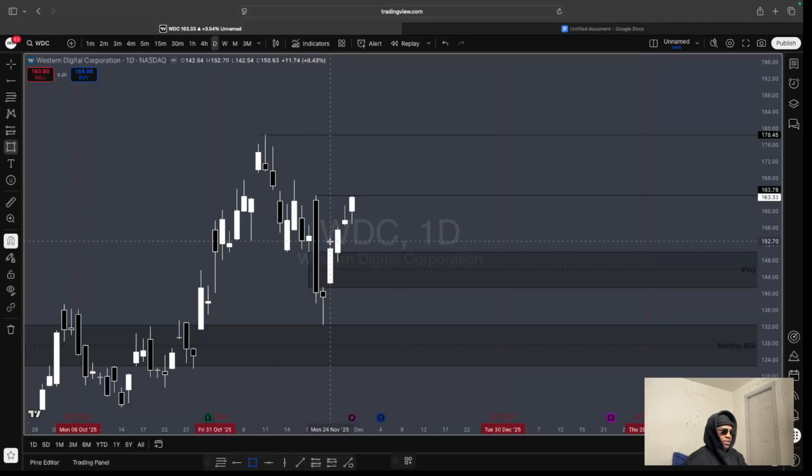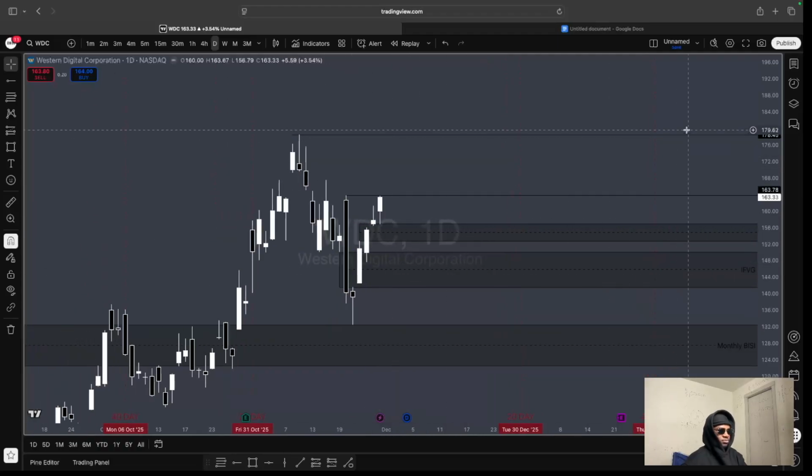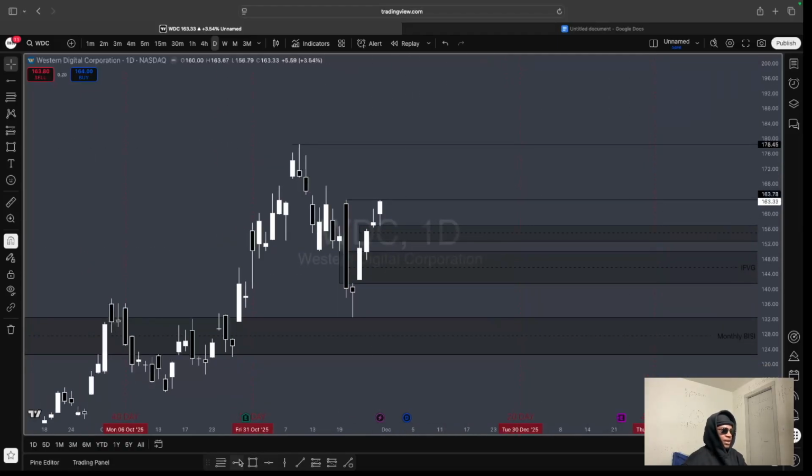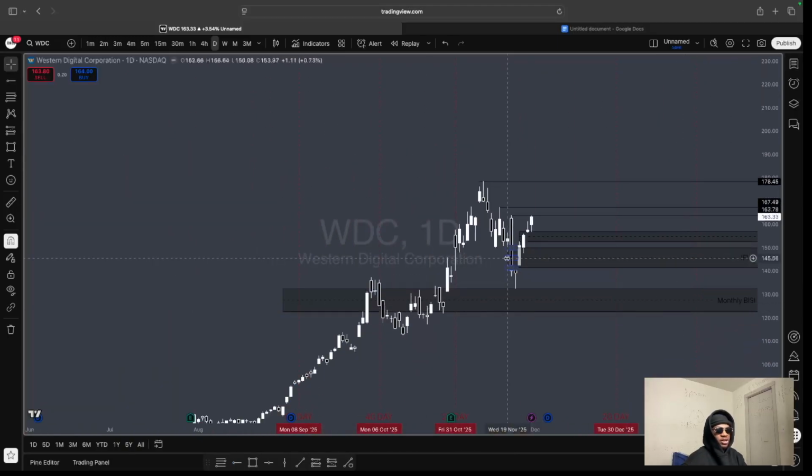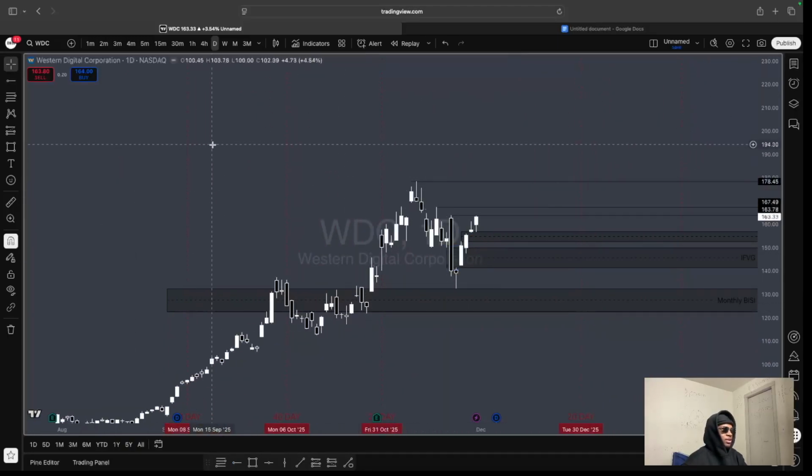Also got this little fair value gap slash volume imbalance. Not little, but it's huge. And then we got this swing high. So that's what I'm seeing after charting out WDC, Western Digital Corporation. Now we finna go to Micron.